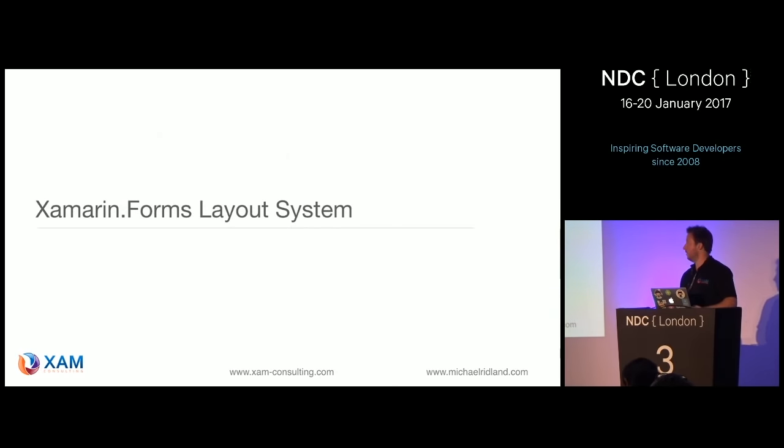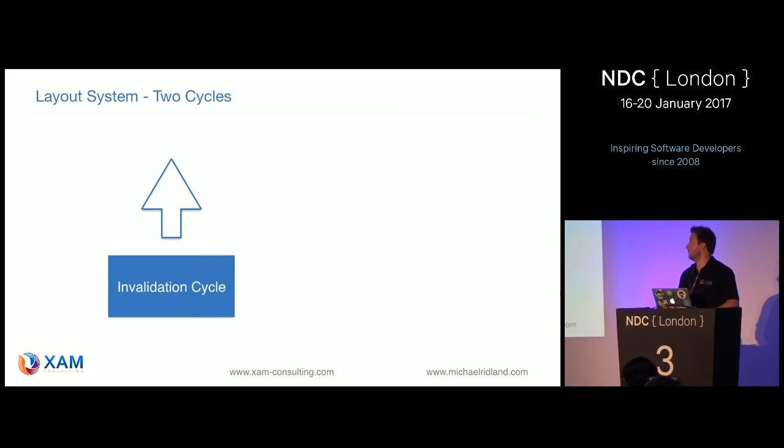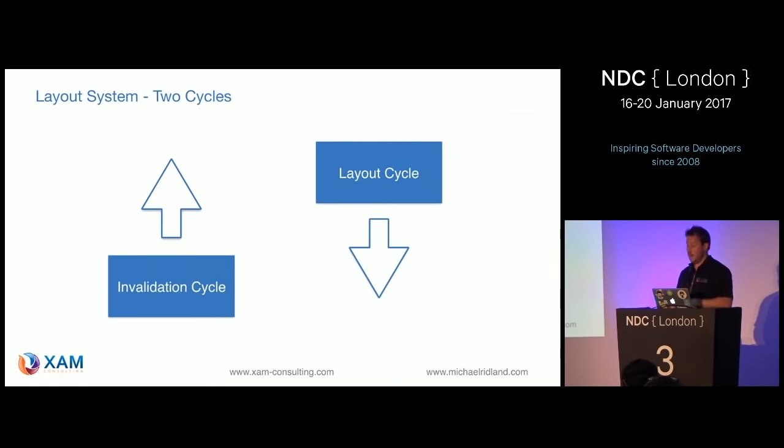What I'm talking about now is the Xamarin.Forms layout system. This is actually internal to Xamarin.Forms. You don't actually need to know this to build with Xamarin.Forms, but it's good to know this type of stuff, just to understand how things are working or why something might be running slow. The layout system is in two cycles. The invalidation cycle: you have a label, the text changes, the size becomes invalidated, and it needs to bubble that up to its parents. Then the layout cycle, when it actually does the layout.